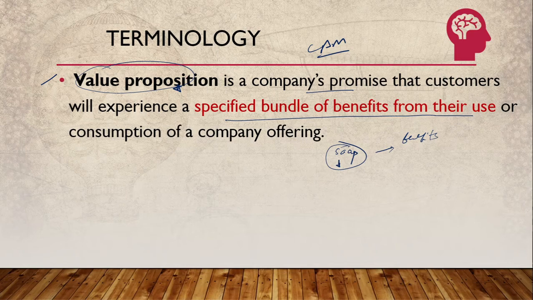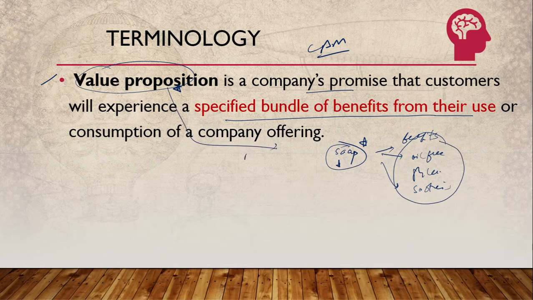So let's say a customer is purchasing a soap, then the soap might be oil free, it may be glycerin free, or let's say it soothes the skin. There are so many values that the customer will get once he starts using the soap. All these benefits are nothing but the value proposition, and you are offering this value proposition to the customer by selling this product. When the customer purchases a product, these are the values that they will get. So that is the definition of value proposition.